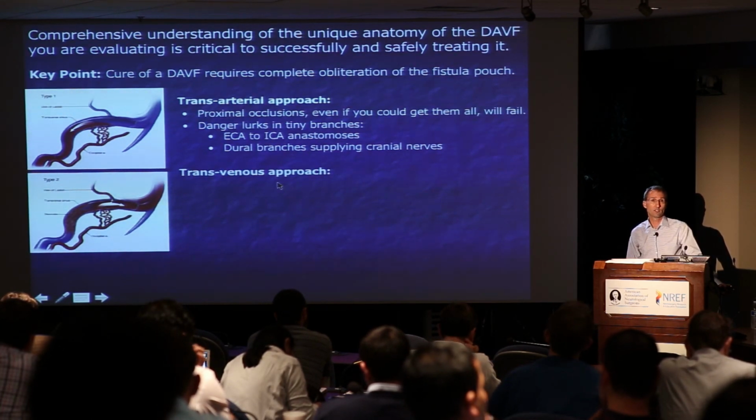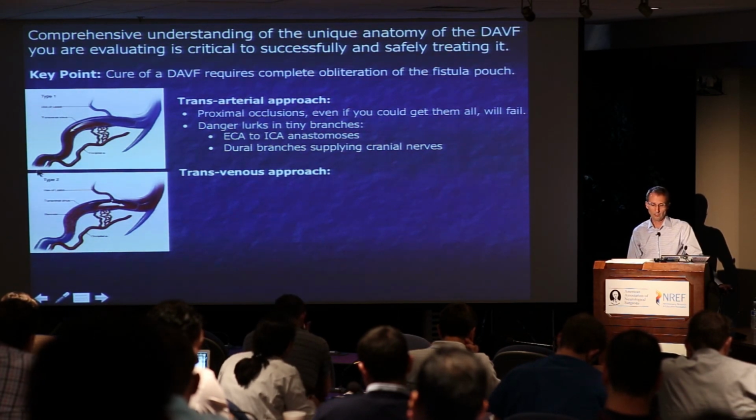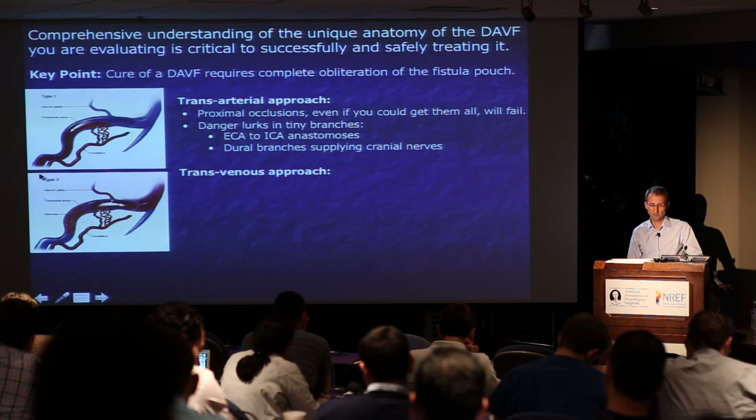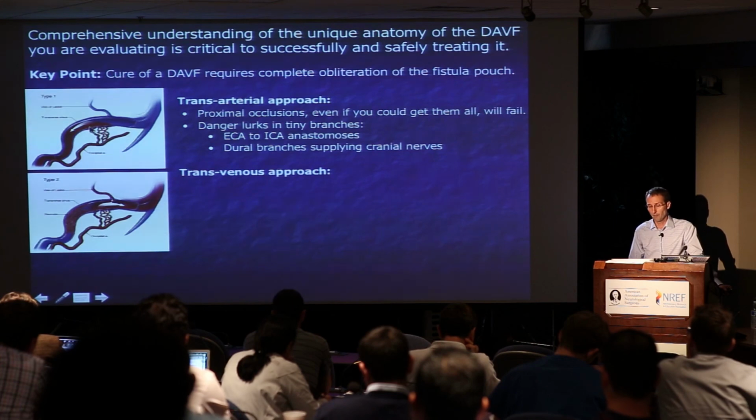Is another interesting way to try to approach the fistula. So for example, it would be possible to navigate simply up the arterialized sinus from the IJ and to simply come in and coil across the fistula's pouch and eliminate it.